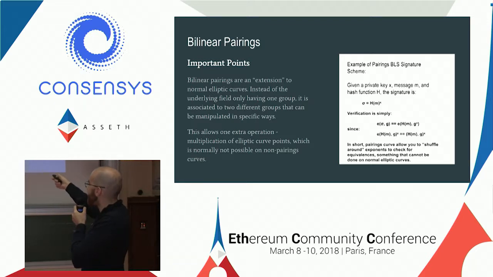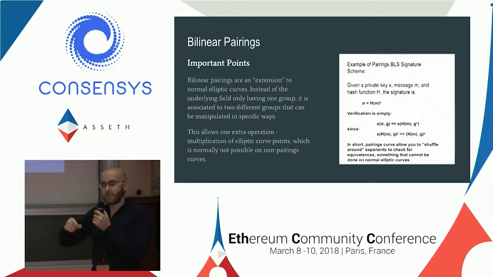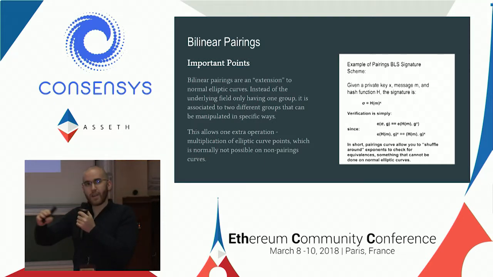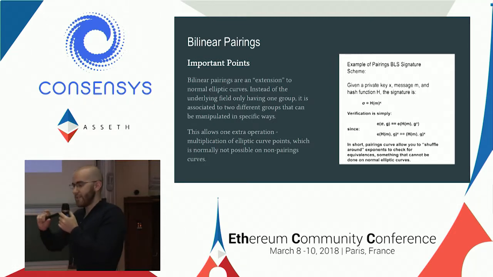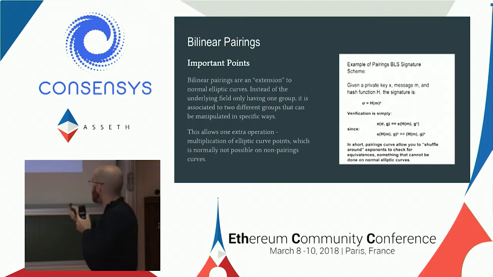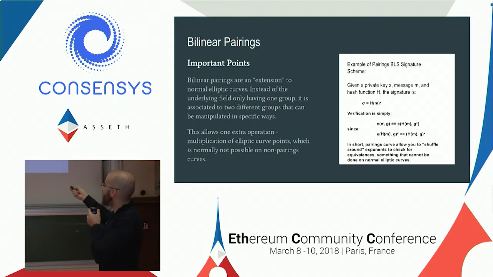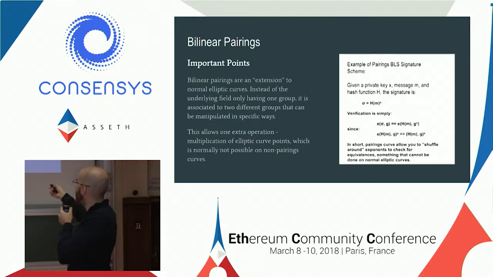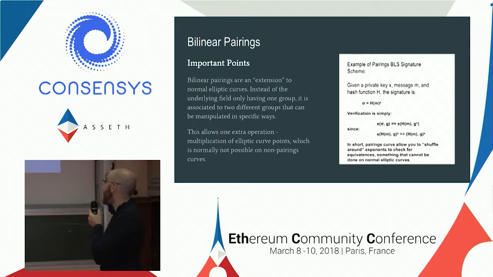this is a way to encode bilinear pairing points. As you can tell from the word bilinear, a bilinear curve is a pairing of two curves, a combination of two curves. So you have a point from group 1, another point from group 2, and you can do this special operation that allows you to shuffle exponents from inside these little parentheses to the outside.